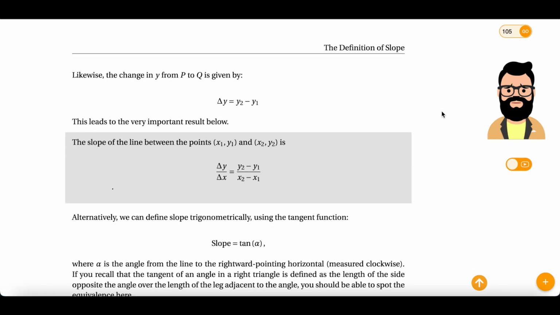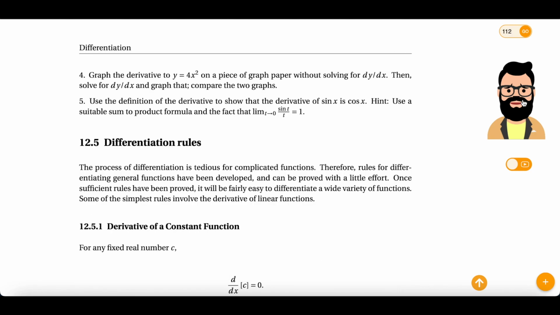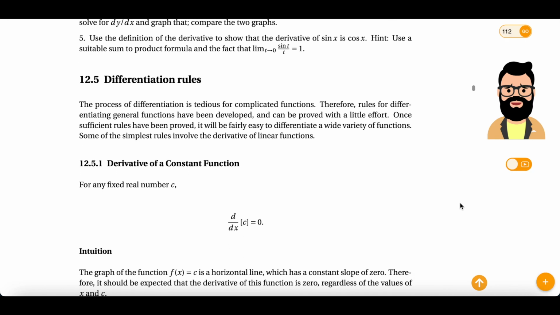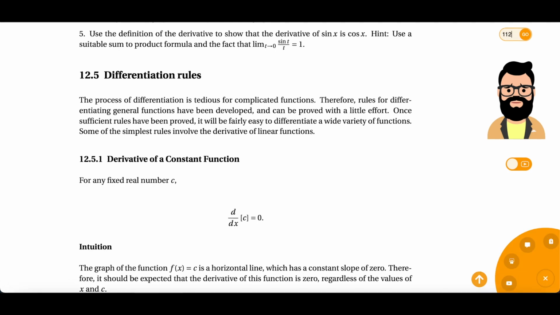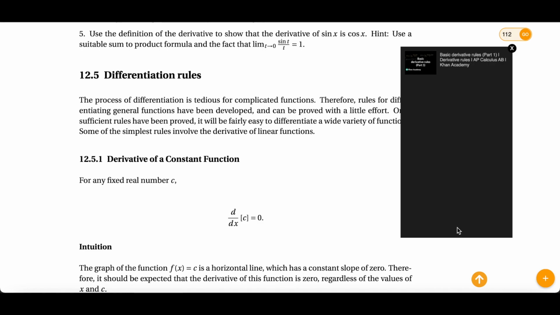Let's try some more questions. How is the derivative of a constant function 0? The derivative of a constant function is 0 because the rate of change of a constant function is always 0. This means that regardless of the values of x and c, the derivative of a constant function will always be 0. Now let's check out the videos as well with respect to this topic.